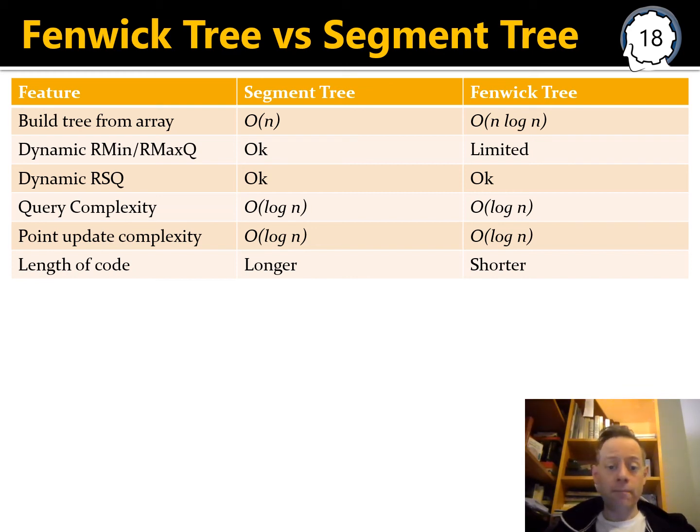n log n time. So we can see here that if you have dynamic range min and range max queries, so that means that you need to change things, then this is what segment trees are really good at. In both cases, we can do the range sum queries very well. And actually the query complexity and the point update complexity is the same. When it comes to implementation, the Fenwick tree is much simpler to implement than the segment tree.